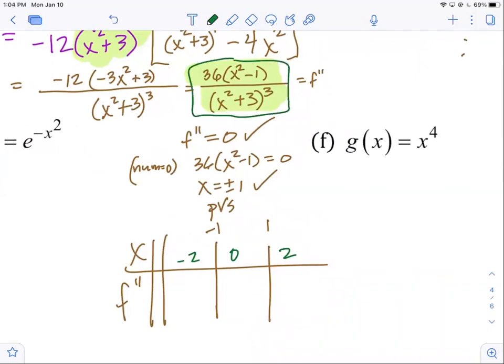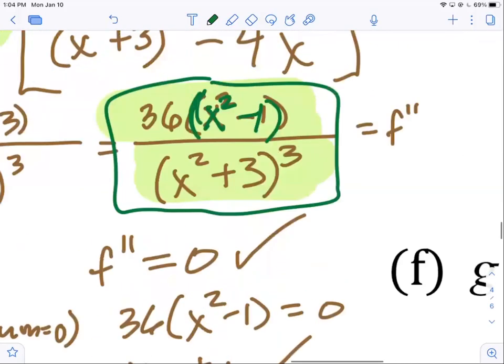Now you can streamline your plug-in process. We're looking for the sign only. The denominator is not only never 0, but guess what? It's never negative. So I don't even have to bother plugging in there. A positive outcome doesn't affect the sign. 36, I don't have to worry about. The sign of the second derivative is going to assume the sign of x squared minus 1. And if you know what that graph looks like in your head, you already have the answer.